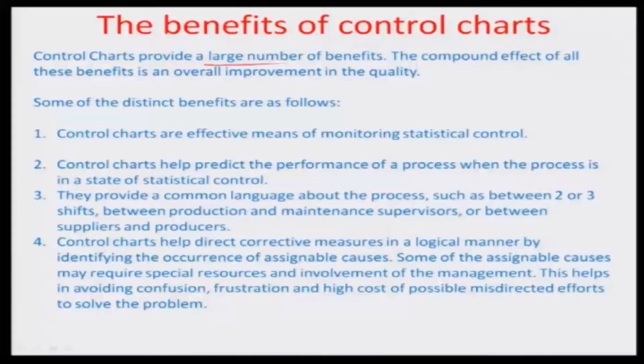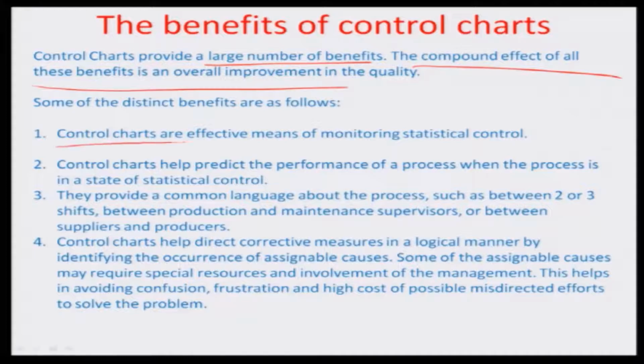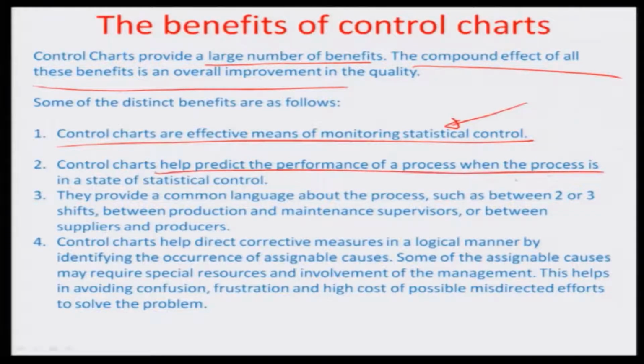Let us talk a little bit about the benefits associated with control charts. They provide a very, very large number of benefits. The compound effect of all these benefits is an overall improvement in quality, particularly related to process quality. Some of the distinct benefits are that control charts are an effective means of monitoring statistical control of a process, help to predict the performance of a process when the process is in a state of statistical control, and they provide a common language about the processes between maybe one or two different shifts which are operating.